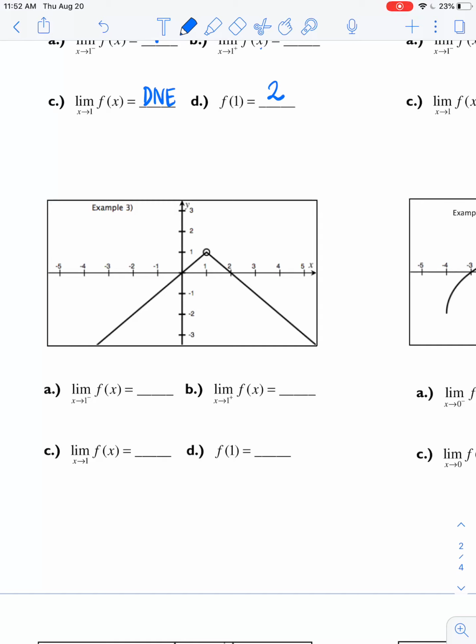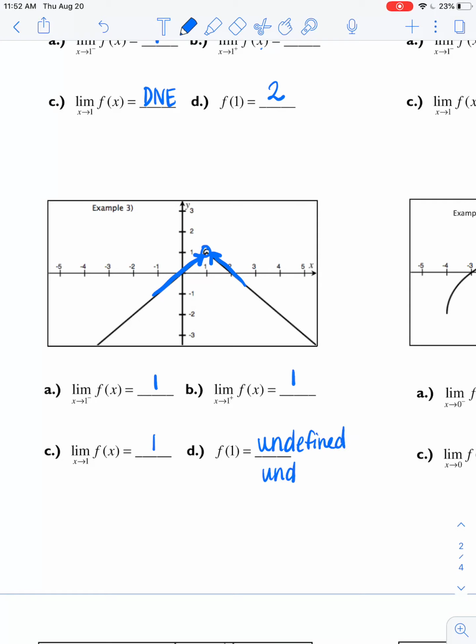All right, example 3. The limit as x approaches 1 of f of x from the left. So here's 1, I'm going to go from the left. That is approaching positive 1. As x approaches 1 from the right, also positive 1. Since those two match up, so they're approaching the same y value, I can say that the limit as x approaches 1 is 1. F of 1, though, is undefined. I see that open circle there, so I say undefined. You can also just write UND if you want.